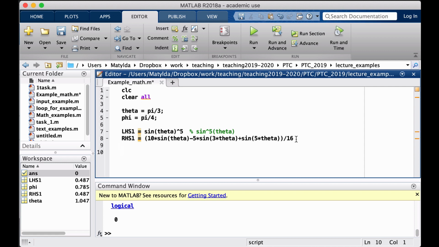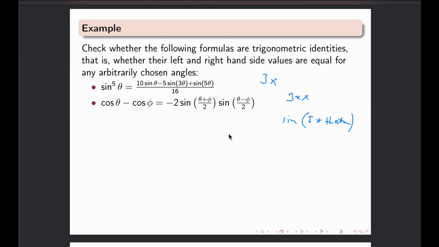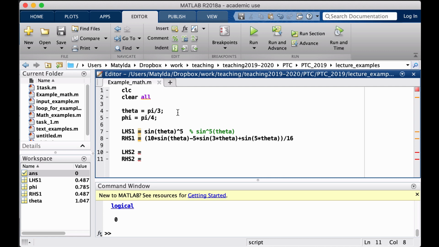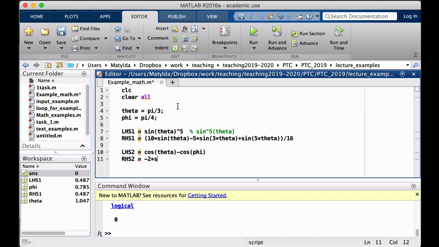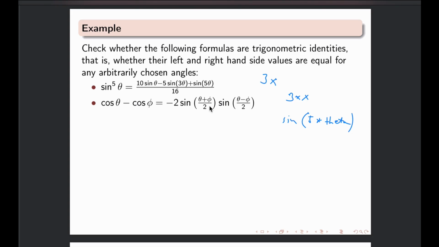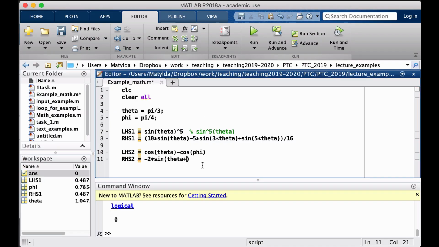Okay, so let's try left hand side 2 and right hand side 2. Now let's look at the formula. We had cosine theta minus cosine phi on the left, and the right hand side was minus 2 times sine, and that sine had a fraction, theta plus phi divided by 2. Remember, theta plus phi are together divided by 2, so we need this extra bracket in here. And this was still times another sine of theta minus phi divided by 2. So I'll just copy this piece in here and change the sign.